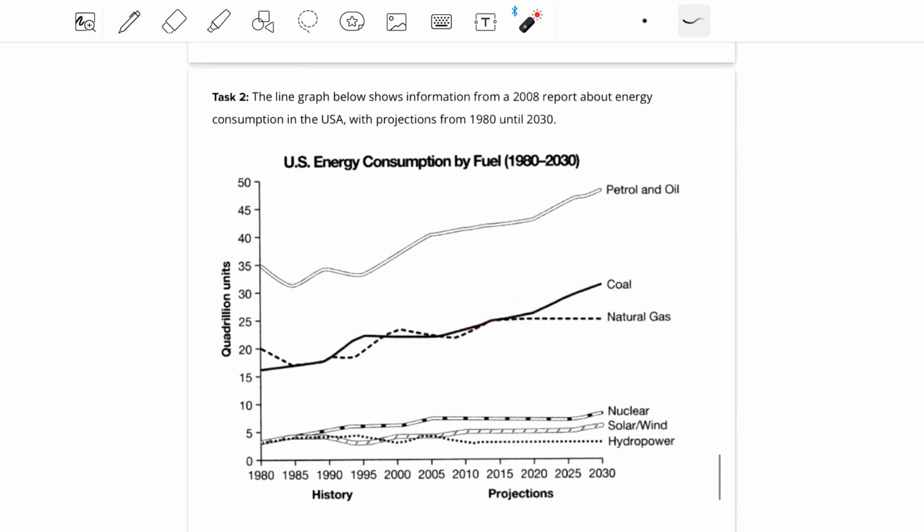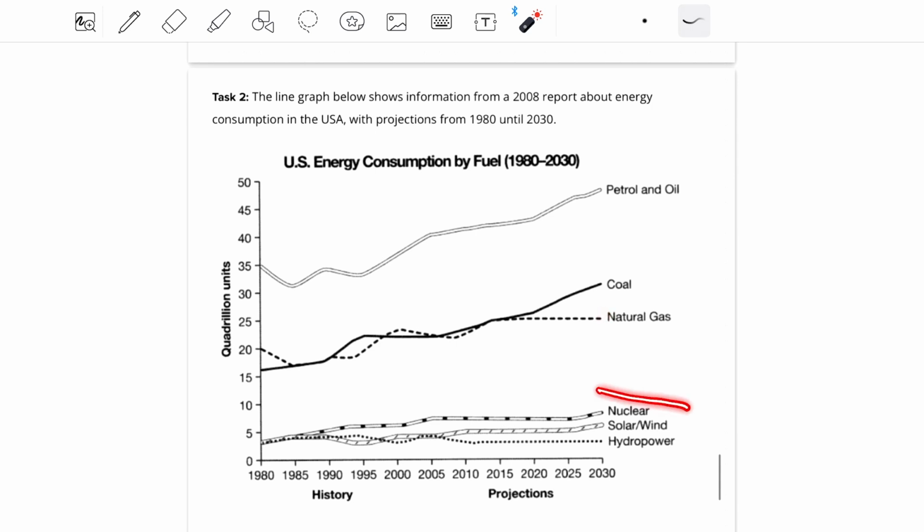This also gradually increased from 15 and is projected to increase to almost 30. So that's double, right? And natural gas, well, it was around 20 quadrillion units. It declined a bit after 1980 till 1995, after which it started increasing, reached about the 25 quadrillion unit mark around 2015, and is projected to remain stable at the same figure in 2030.